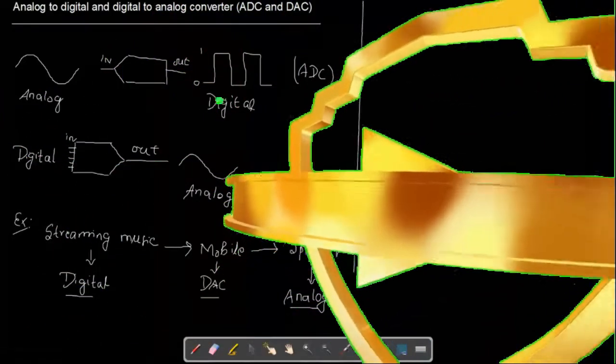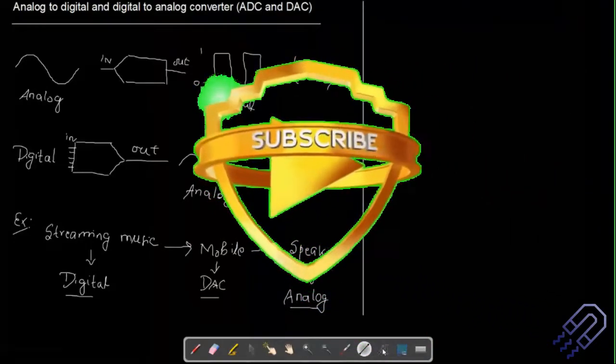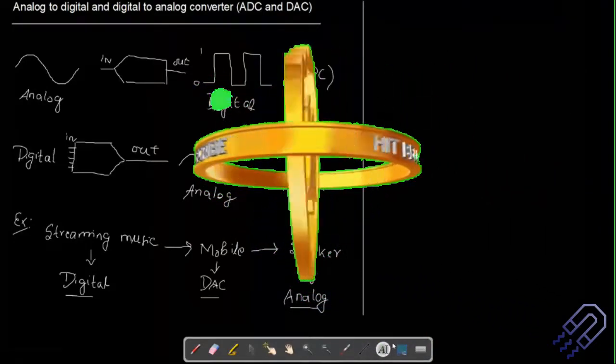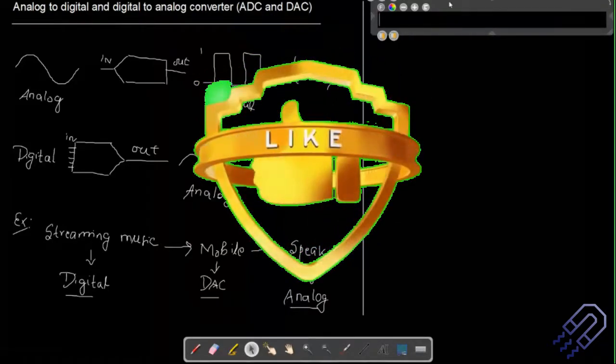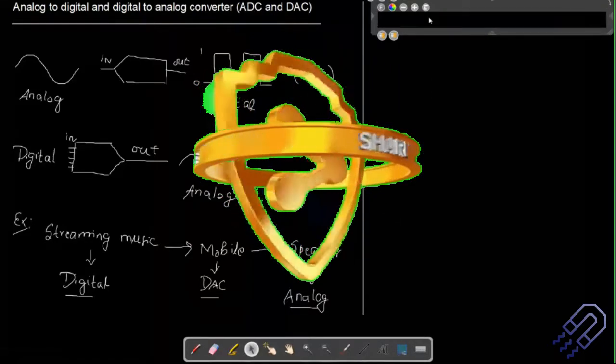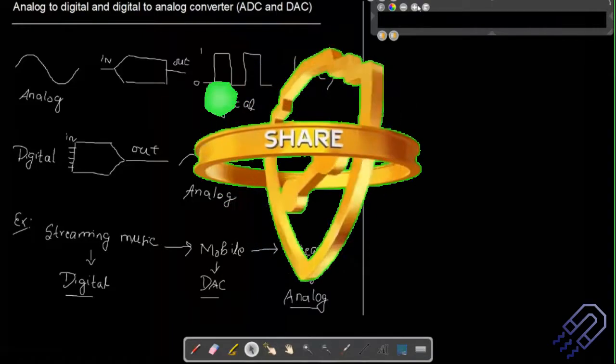Now the question is why we actually need it. Why exactly do we need an analog to digital or a digital to analog converter? That's the next point to understand.